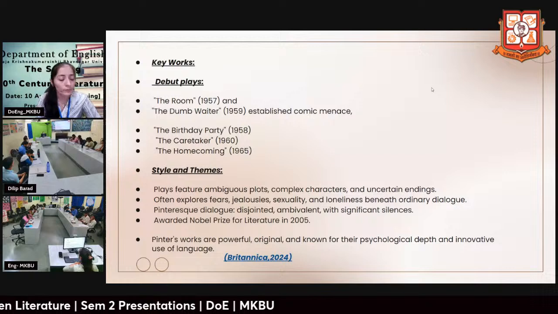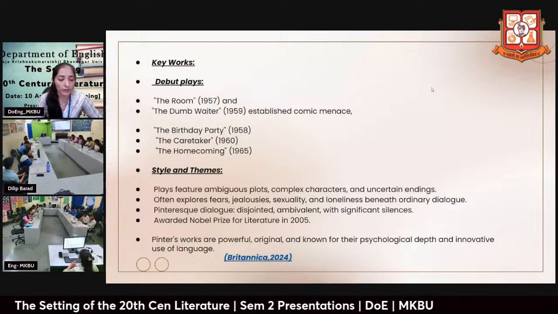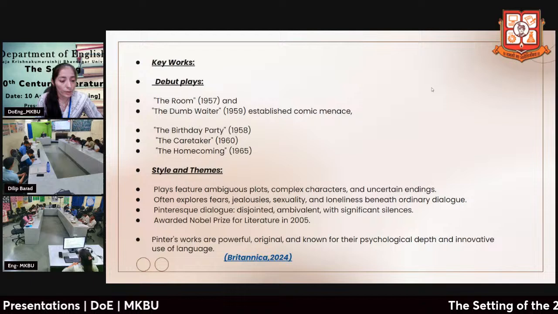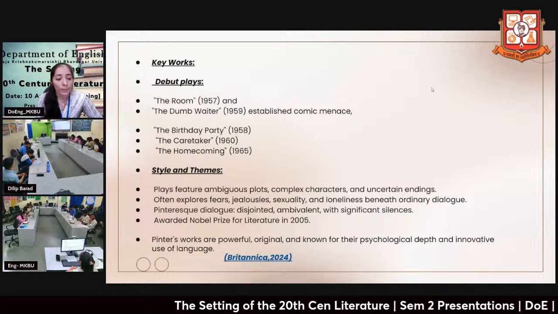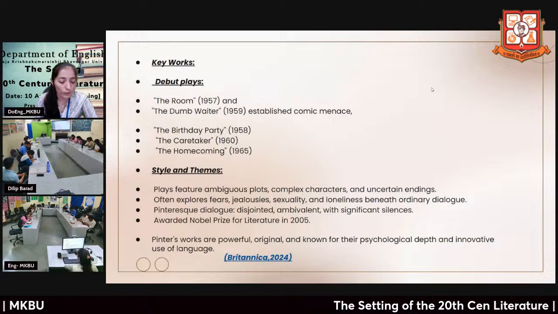Let's see style and themes. His plays feature ambiguous plots, complex characters, and uncertain endings. He often explores fears, jealousies and loneliness beneath the dialogues. We can find that type of ambiguity and various types of expressions. Pinteresque dialogue is disjointed and ambivalent, with significant silences. He was awarded the Nobel Prize for Literature in 2005. Pinter's works are powerful, original, and known for their psychological depth and innovative use of language. This is also from Britannica.